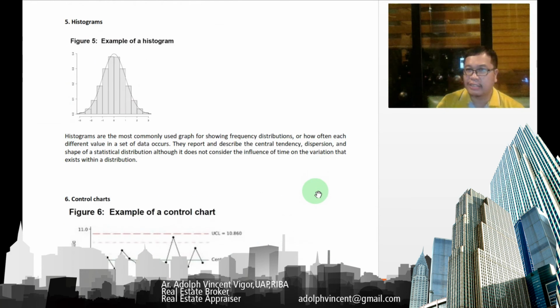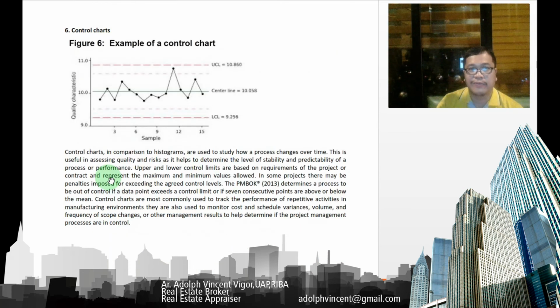I think this is the most common diagram that I see, especially in the use of statistical software packages. So histograms, the most commonly used graph for showing frequency distribution, or how often each value in a set of data occurs. They report and describe the central tendency, dispersion, and shape of a statistical distribution, although it does not consider the influence of time on the variation that exists within a distribution.